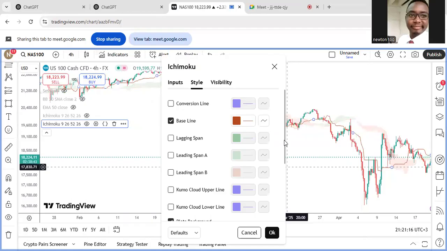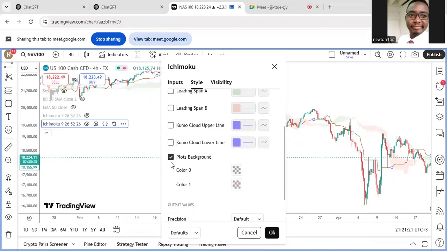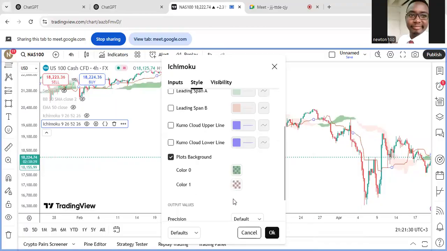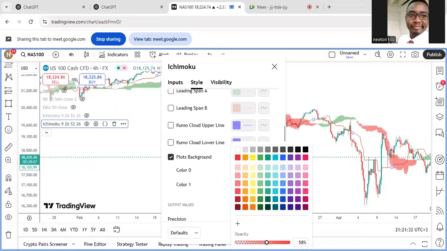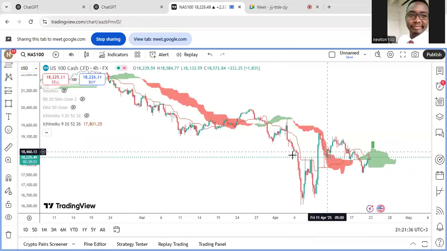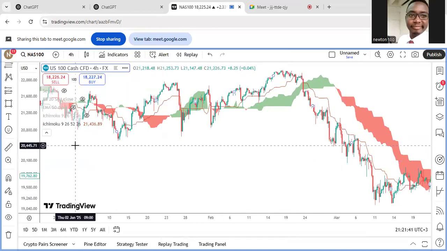Ubaki na cloud. Then you come down, then you see where it's written plot ground. You can see here, plot ground, color 0. So color 0 here is a bullish green one. Una increase opacity. Then color 1, you increase opacity again here. Then you'll have it on your screen already. See? So after you click indicators on your screen, itakuletea Ichimoku. So after Ichimoku, you go to settings, then we decide.